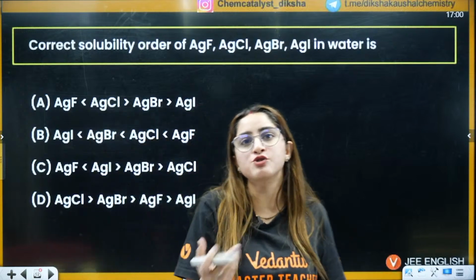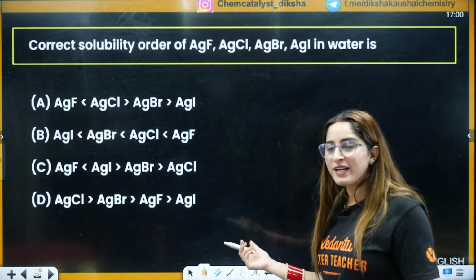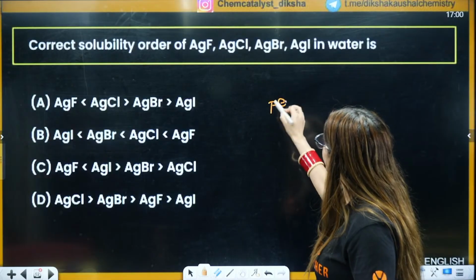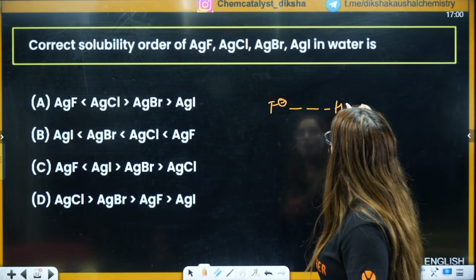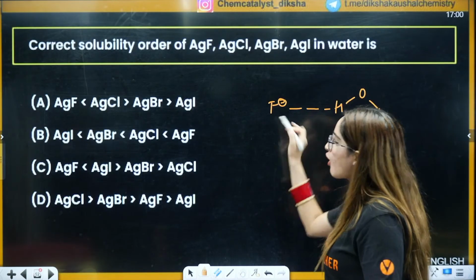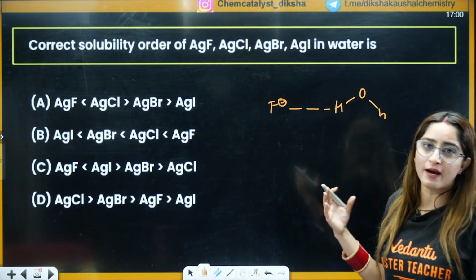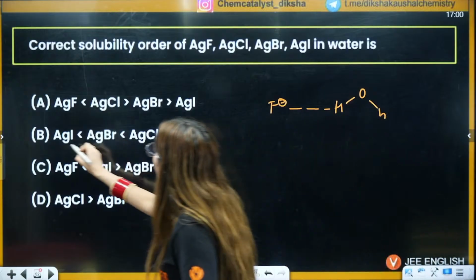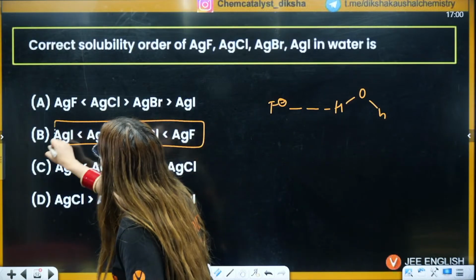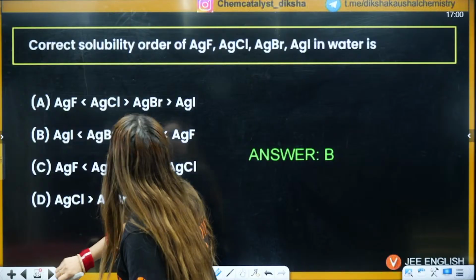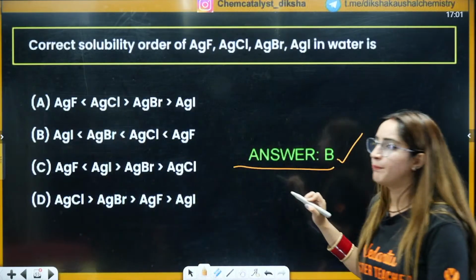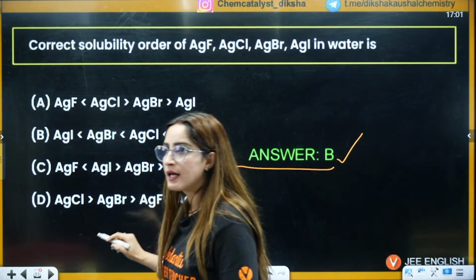So you tell me which has strong interaction in water. Definitely you have F negative. We know that F and this is water, right? So they will form hydrogen bonds here. That is the reason the solubility of AgF will be maximum here, right? So answer will be, as you go down the group, it will decrease. So B is the correct answer here, right?